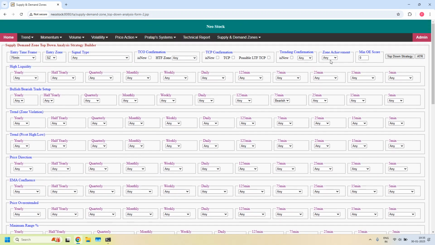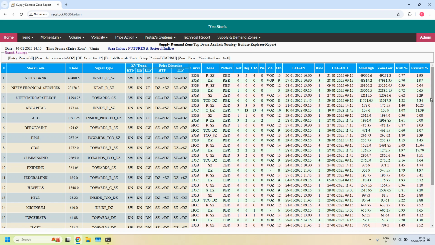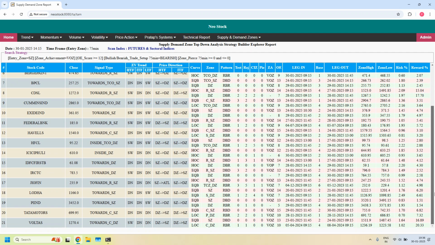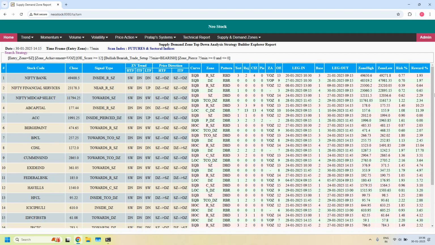That means the zone is not pierced. And achievement VOZ, odd enhance score 12. All three filters are applied to 75 minutes supply zone. And we got 21 stocks. Currently 21 stocks are supporting bearish trade setup for weekly income trade, and the entry time frame zones are all 75 minutes supply zones.